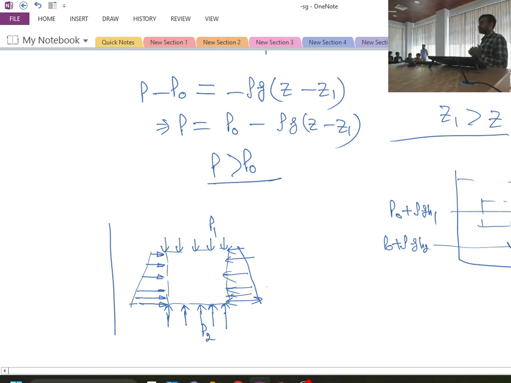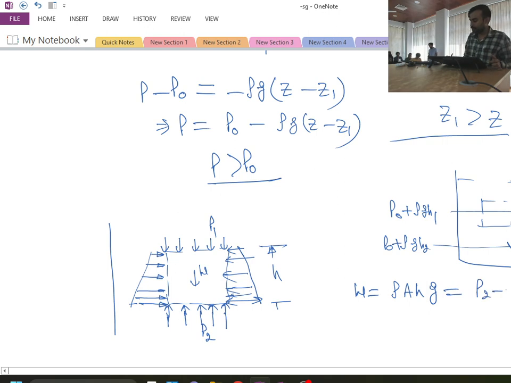Now you can see on this fluid element, if you consider that h is the height of the fluid element and A is its cross-sectional area, then there will be some weight of the fluid element also acting in the downward direction. So the weight of the fluid element, which is equal to rho times area times h times g, is acting in the downward direction. That will be nothing but equal to (P2 minus P1) times A. Is this one clear?